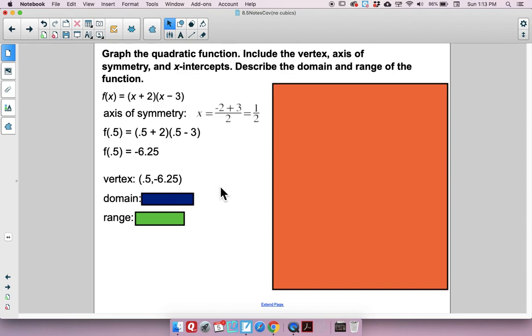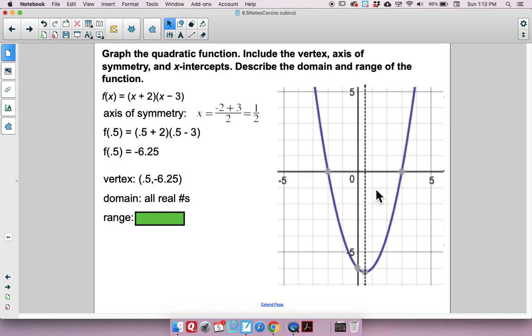So you've plotted those points. You know that it opens which way? Up, right? Domain, all real numbers. You've plotted this, so what would the range be? y is greater than or equal to -6.25.